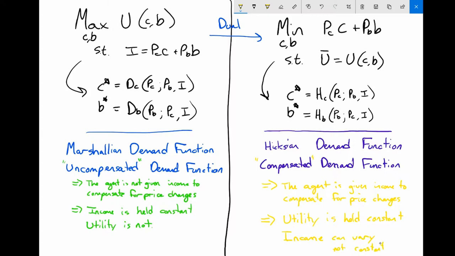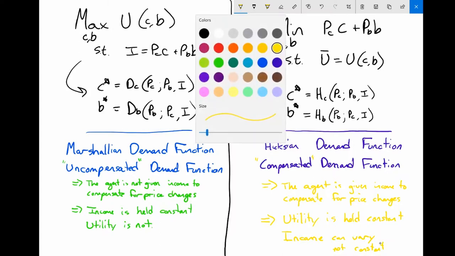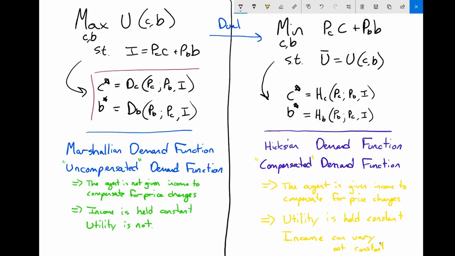So for uncompensated demand functions, and as an aside, these are the primary functions that we concern ourselves with. They're the main demand functions we concern ourselves with because in reality, people are not given income to compensate them for price changes. So we'll focus on these in a sense. But uncompensated demand functions take prices as inputs and communicate the quantity demanded as a function of the price, and it holds income as constant.